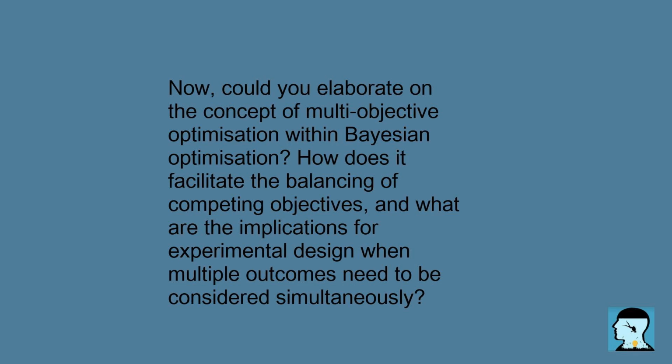Now, could you elaborate on the concept of multi-objective optimization within Bayesian optimization? How does it facilitate the balancing of competing objectives? And what are the implications for experimental design when multiple outcomes need to be considered simultaneously?